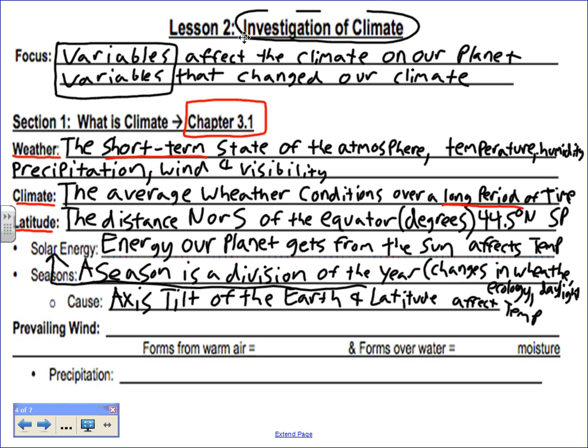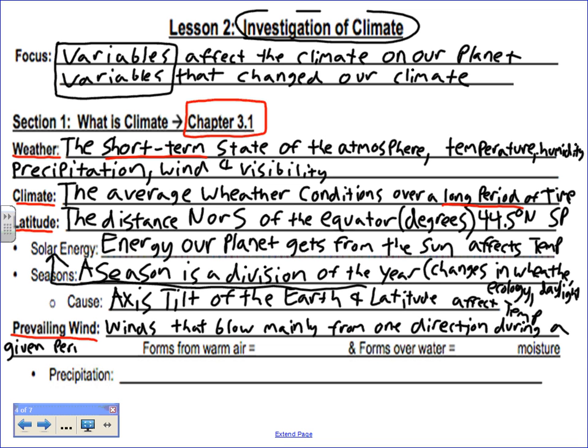Another definition that we want to look at is prevailing wind. Okay, prevailing winds are winds that blow mainly from one direction during a given period. Okay, and this affects the amount of precipitation.